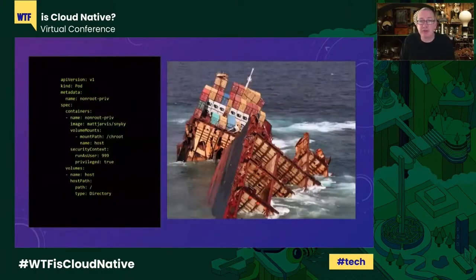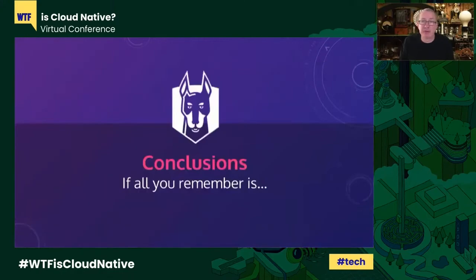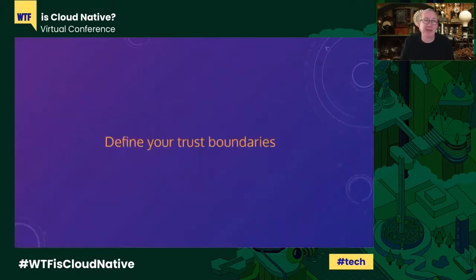A container image which causes a single pod to be exploited is clearly not a good thing, but a container image which allows your entire cluster to be owned is a much more significant issue. Security principles for Kubernetes are very well documented these days. You definitely do not want to be doing things like, in this example, host path, privileged pods, running as root, and not setting resource defaults. These can all allow an attacker to significantly increase their foothold in your cluster to potentially devastating effects. So, conclusions from this talk: if all you remember is define your trust boundaries.